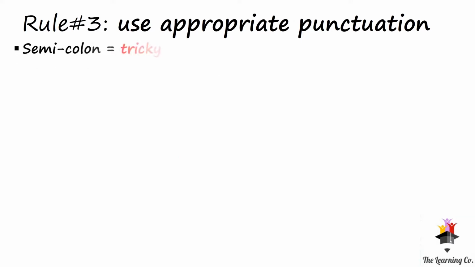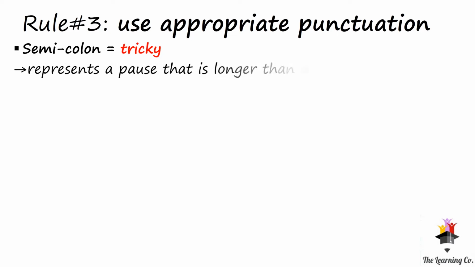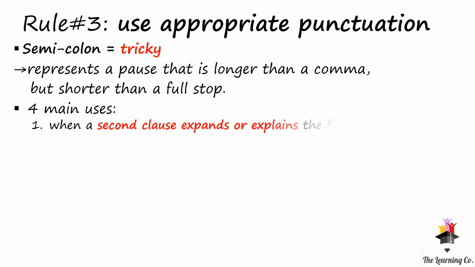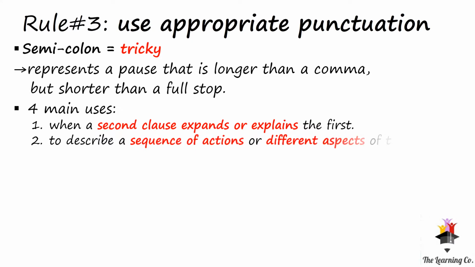Rules about semicolon. You only use the semicolon if you know how to use it properly. It's difficult and tricky. However, there are 4 main uses of semicolon. A semicolon is used when a second clause expands or explains the first. A semicolon is used to describe a sequence of actions or different aspects of the same topic.